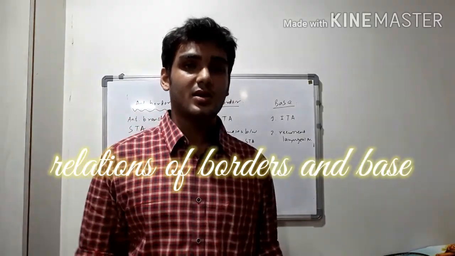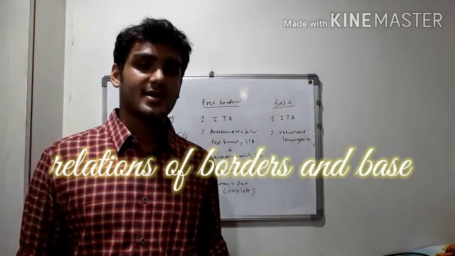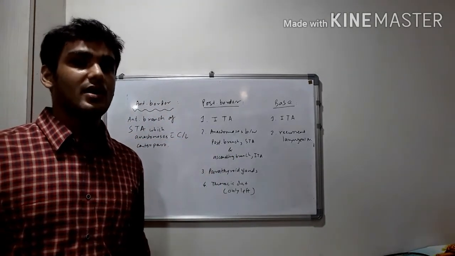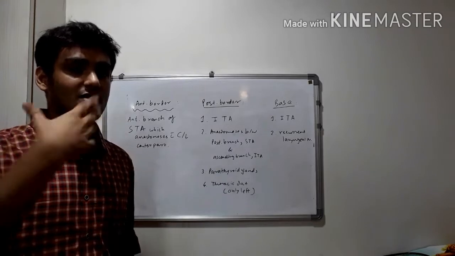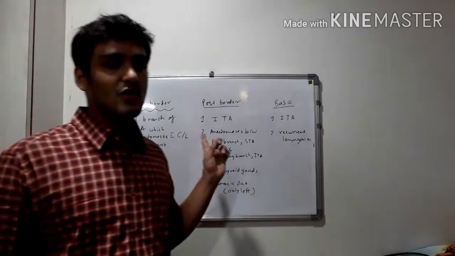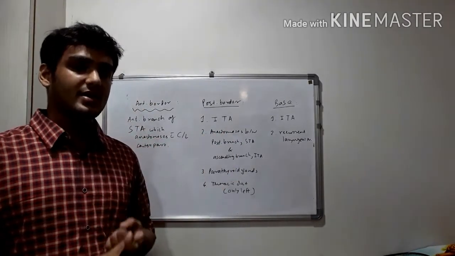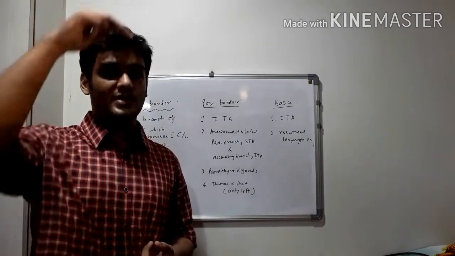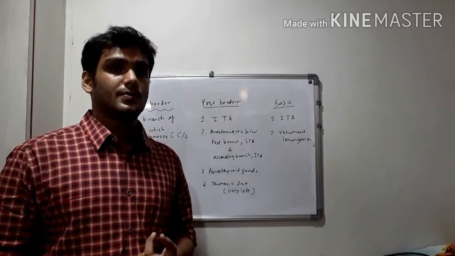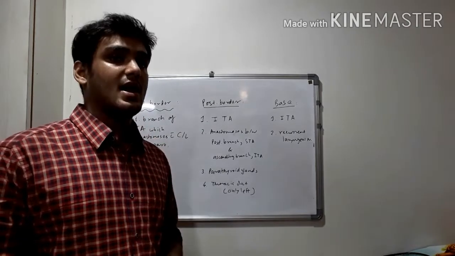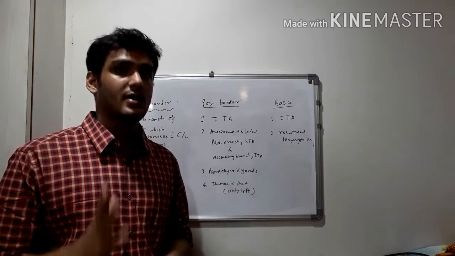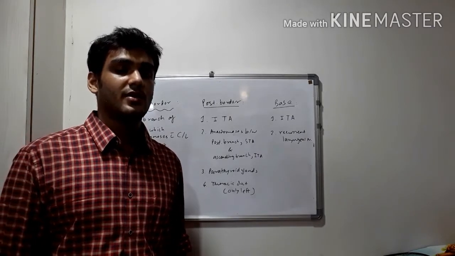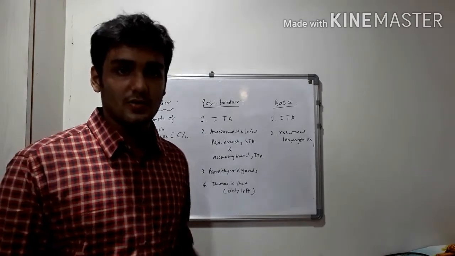So I'm enlisting the relations of anterior and posterior borders and the base again. So anterior border is related to the anterior branch of superior thyroid artery, which anastomoses with its contralateral counterpart. Then the posterior border has four things: the inferior thyroid artery, the anastomosis between the ascending branch of inferior thyroid artery and the posterior branch of superior thyroid artery, the parathyroid glands, and the thoracic duct only on left side. And the base has two things in its relation: the inferior thyroid artery and the recurrent laryngeal nerve.